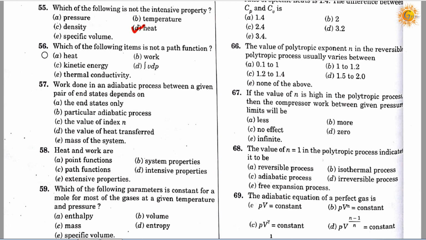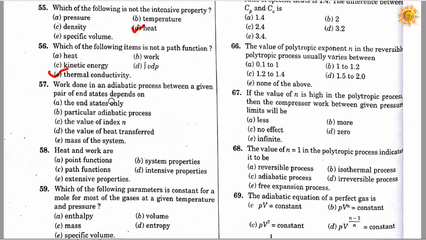Question number 56. Which of the following items is not a path function? Option A, heat; option B, work; option C, kinetic energy; option D, integration of dP; and option E, thermal conductivity. Correct answer is E, thermal conductivity is not a path function.